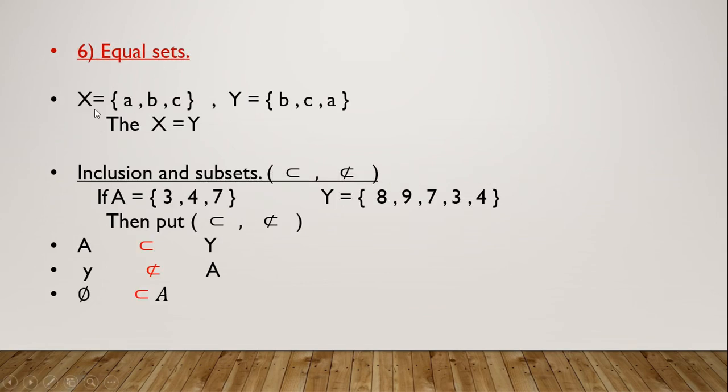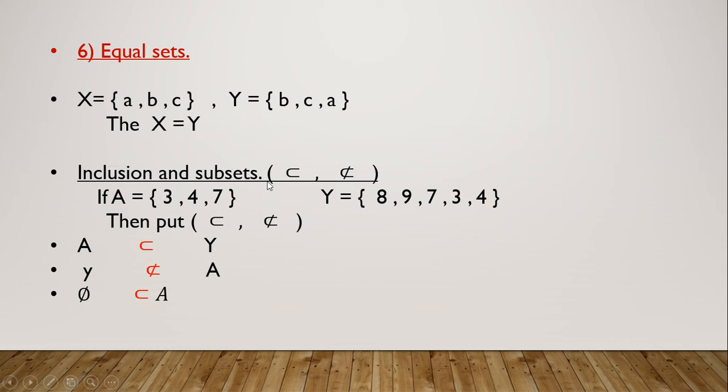Equal sets means the sets have the same elements. Like set X equals A and B and C, and Y equals B and C and A. Then X equals Y, the same elements: A, the same B, the same C.